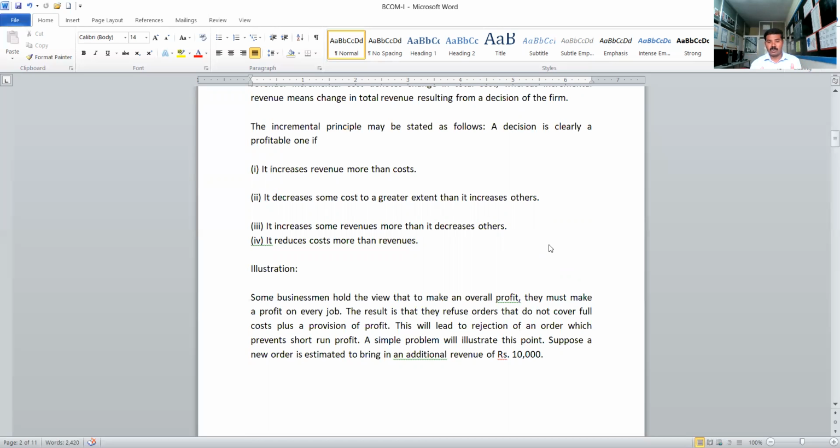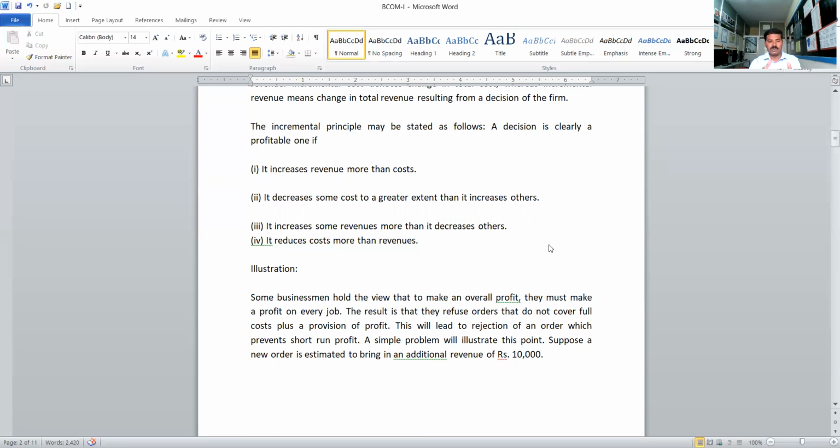Some businessmen hold the view that to make an overall profit, they must make a profit on every job. The result is that they refuse orders that do not cover full cost plus a provision for profits. This will lead to rejection of an order which prevents short-run profits. A simple problem will illustrate this point.